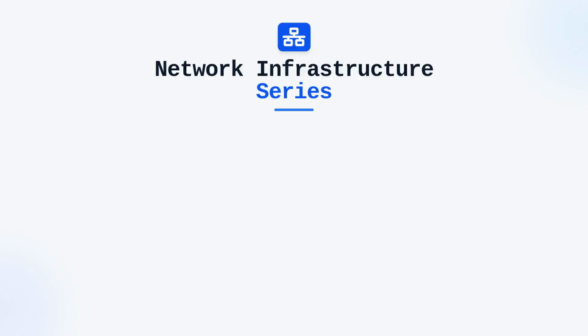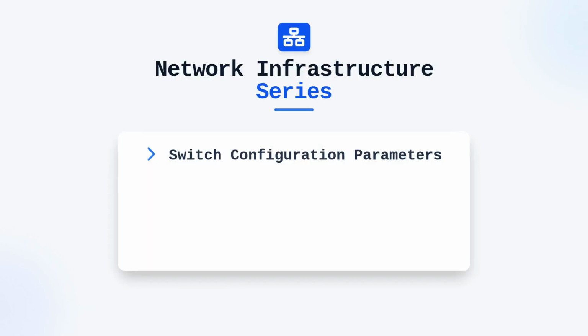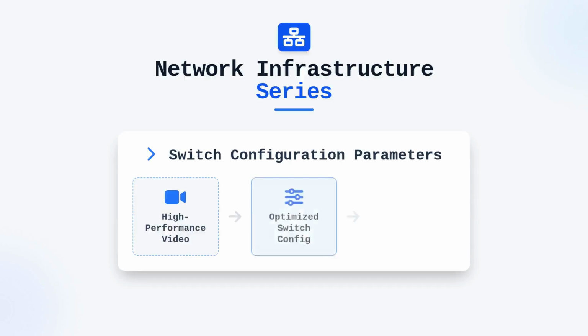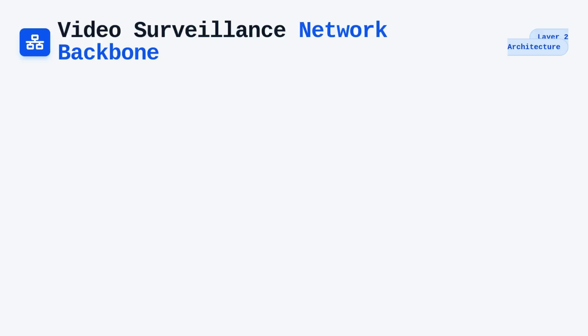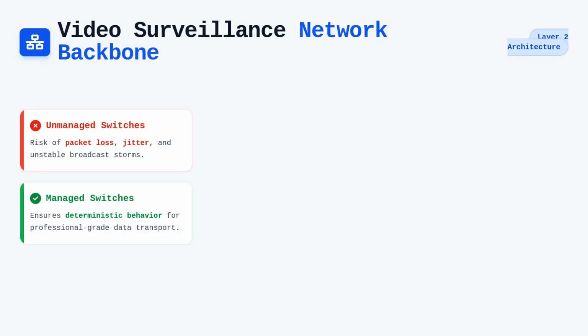Welcome back to our journey through the network infrastructure requirements for modern video surveillance systems. In this session, we will focus exclusively on switch configuration parameters essential for supporting stable, high-performance network video. To build a professional-grade video surveillance network, you must understand the role of the managed switch as the backbone of your data transport architecture. While standard office environments might function adequately with unmanaged switches, IP video demands deterministic behavior to prevent packet loss and jitter.